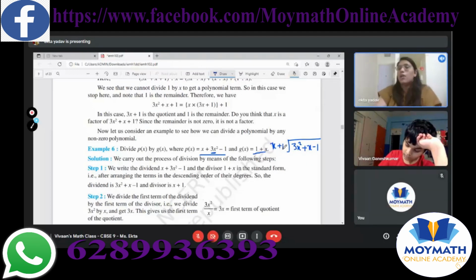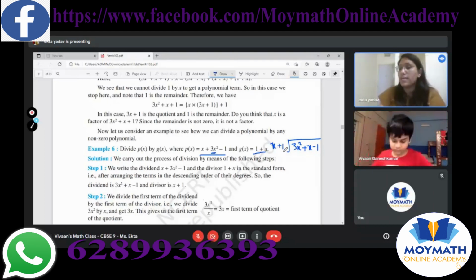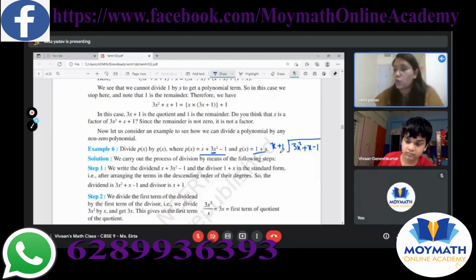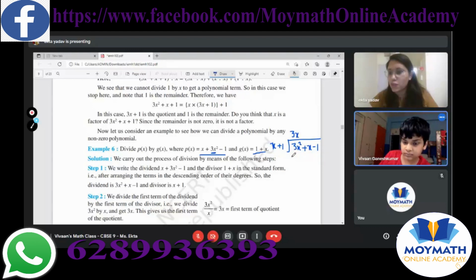Now look at the first term. I need to find a term in such a way that this term gets cancelled out. So, Vivaan, if I multiply my x with 3x, I will get 3x squared, right? So I will put 3x, and then what will be the whole polynomial? 3x plus... Any doubt?